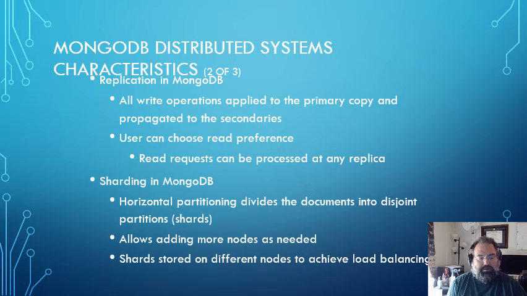Sharding in MongoDB is horizontal partitioning, which divides the documents into disjoint partitions or shards. This allows adding more nodes as needed. Shards are stored on different nodes to achieve load balancing. Important to understand, though, that when you're doing sharding, you're doing so based upon some field. That means that you need to consider that field very carefully so that you can then find which shard something belongs on based upon it later on. It also means that if you want to be able to enable multiple shards and increase them over time, you have to consider that in your key selection as well.